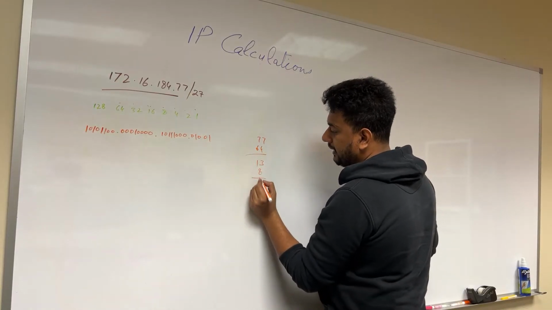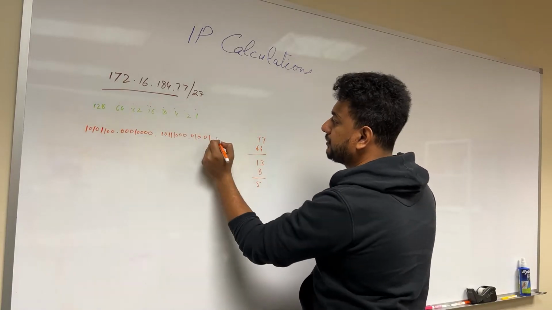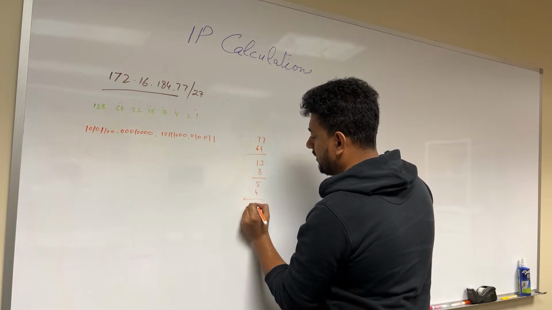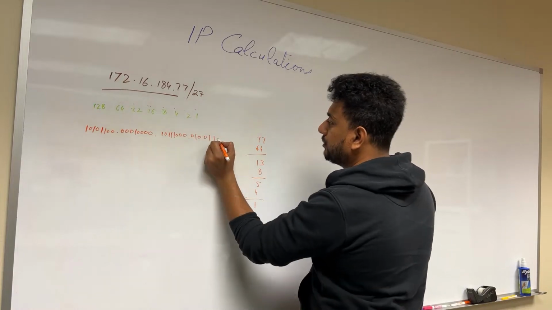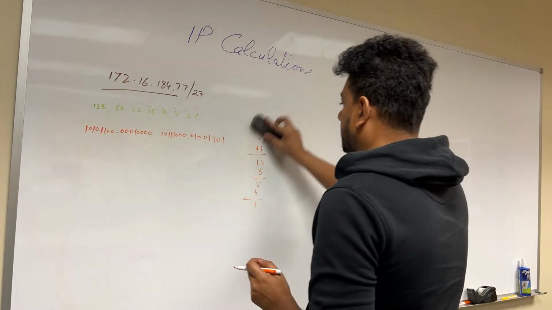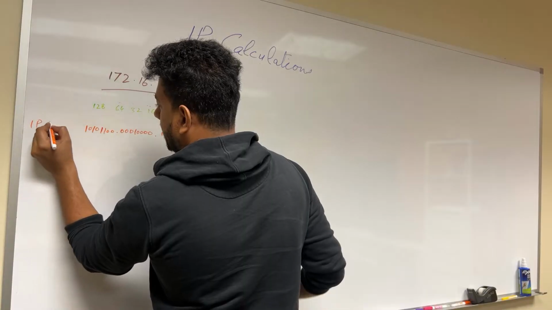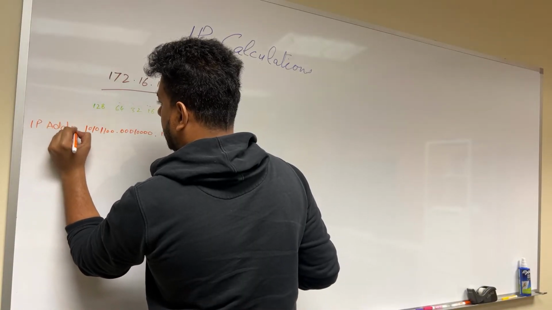1 bit, and then the remainder will be 5, and next, 4, can we do? Yes. Remainder is 1. Can we do 2? No. Can we do 1? Yes. So this is the binary of the IP address.